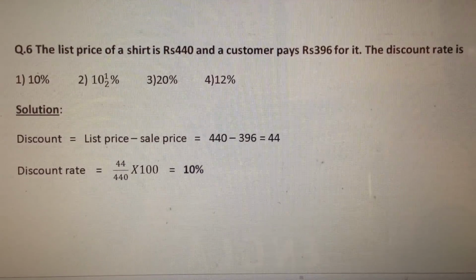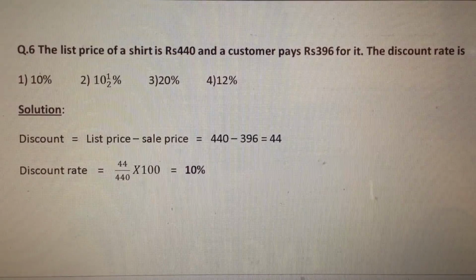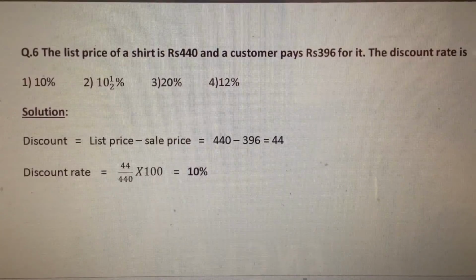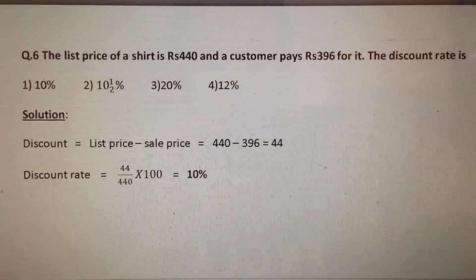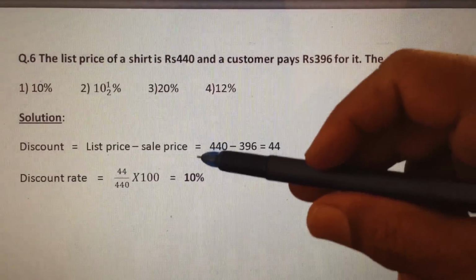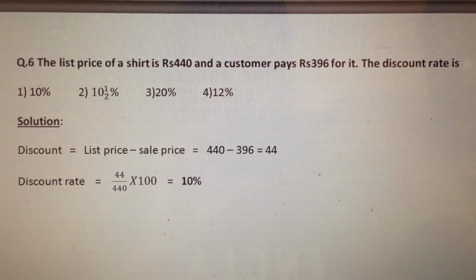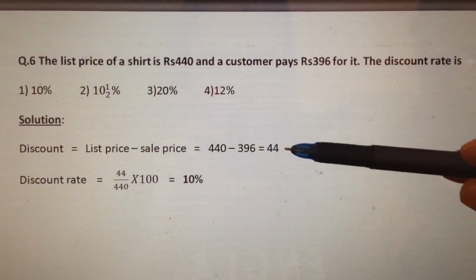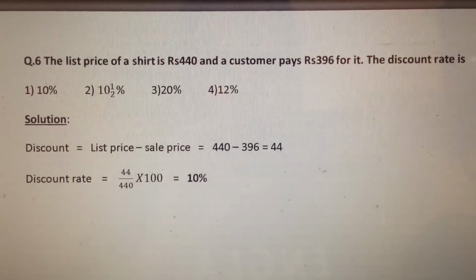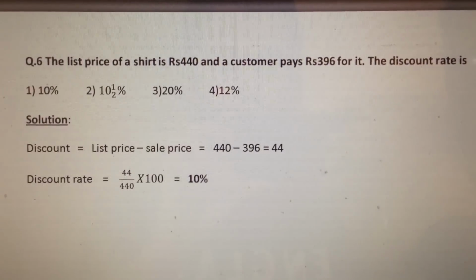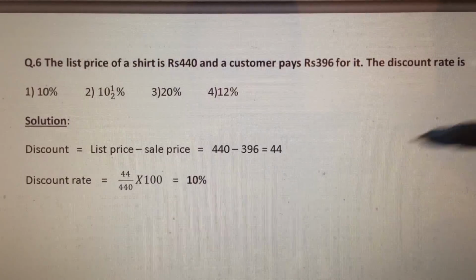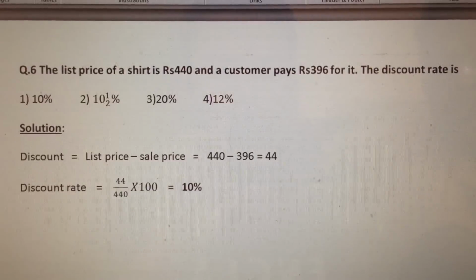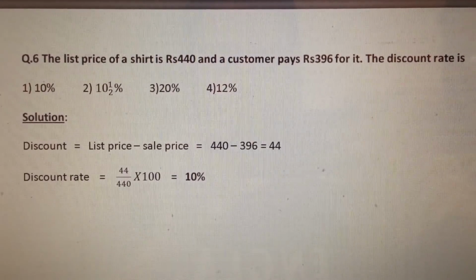Next question. The list price of a shirt is rupees 440 and the customer pays rupees 396 for it. What is the discount rate? We know that the discount is equal to list price minus sale price. List price is nothing but the market price. Therefore, it is equal to 440 minus 396, which is equal to 44. The discount rate is calculated on the list price or the market price. Therefore, the discount rate is equal to 44 by 440 into 100, which is equal to 10%. The answer is option number 1.